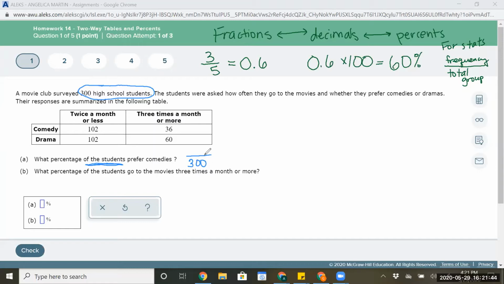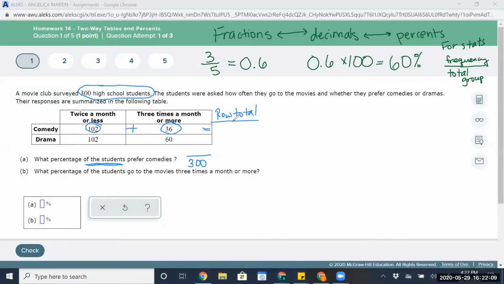So of 300 students, how many of them liked comedies? Now, unfortunately, our table doesn't really tell us how many total like comedies. It tells us comedies for the twice a month and comedies for the 3 times a month. What should I do to get the total for that row? I'm sure many of you already have an idea. Our row total means we're just going to add these guys together.